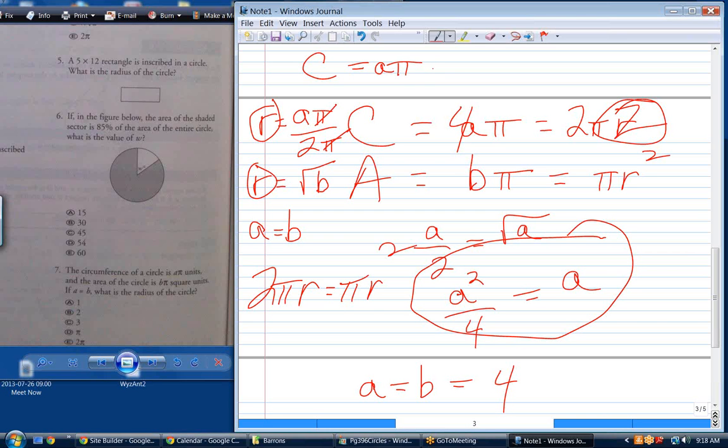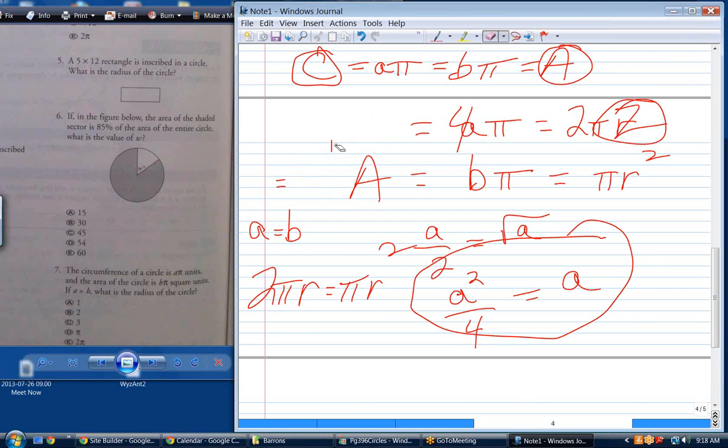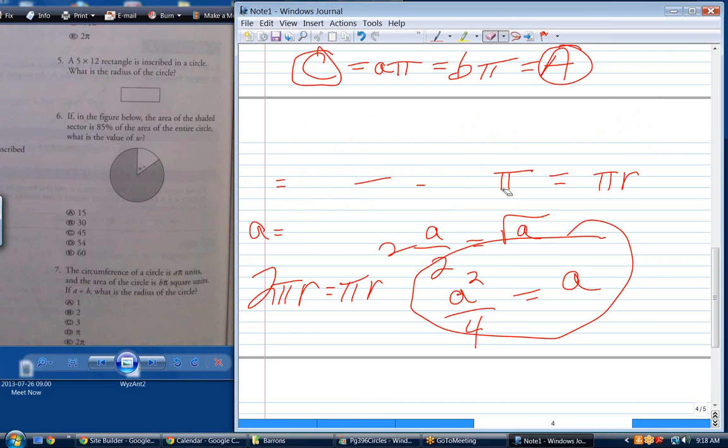If c is equal to a pi, and that's also equal to b pi because a is equal to b, and that's also equal to the area, then we know that the circumference is equal to the area. In other words, we can get there a lot more directly than I did.